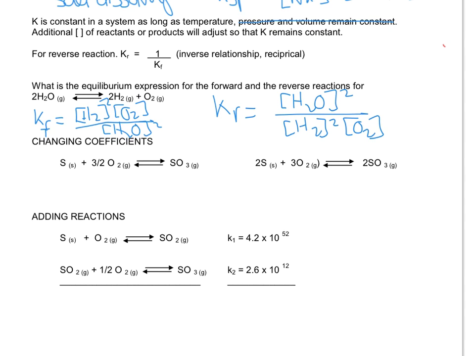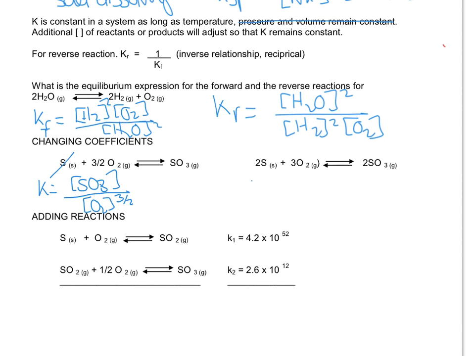What if you're changing the coefficients? So let's say that you have this reaction right here. Sulfur plus 3/2 O2 yields SO3. So let's try to write K for this one. So K would be equal to the concentration of SO3 divided by the concentration of O2 to the 3/2 power. We don't include the S for solid.